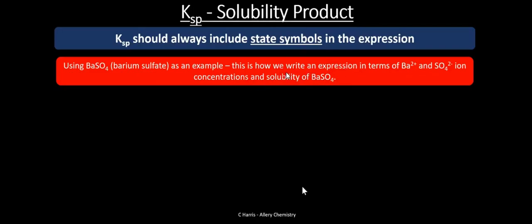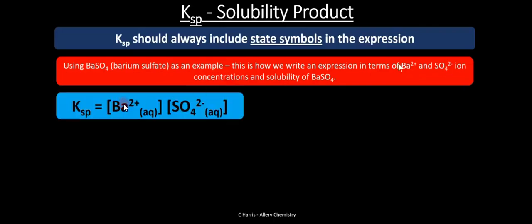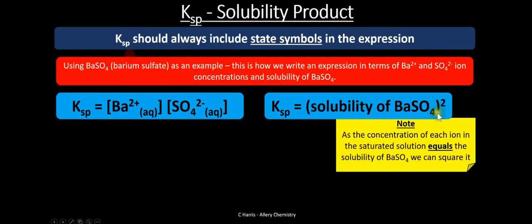Okay, using barium sulfate as an example, this is how you're going to write an expression in terms of your Ba2+ and your sulfate ion concentrations and the solubility of barium sulfate. So you're going to say your Ksp is equal to the concentration of barium 2+ ions times the concentration of your sulfate ions. Remember, we said for every mole of barium sulfate we will form one mole of this and one mole of this. So you see this is going to be raised to the power of 1 and here to the power of 1. So that's your expression, and you can manipulate here the fact that you're going to have one more of this and one more of this per every mole of the barium sulfate.